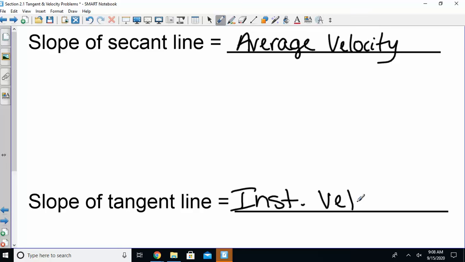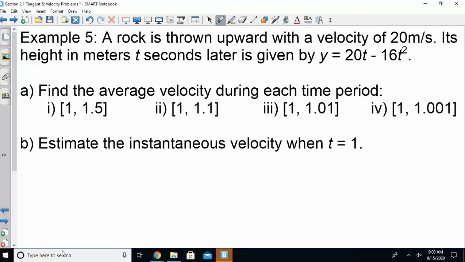I'd like to do one last example. So a rock is thrown upward with a velocity of 20 meters per second. The height in meters t seconds later is given by this equation, y equals 20t minus 16t squared. Part A, find the average velocity during each time period. I'm pretty sure some of your homework questions are like this, maybe question 5 if I remember right out of the book. It gives you a time period. It wants the average velocity. That's just asking you to find the slope. When it gives you this interval, those are two different x values.